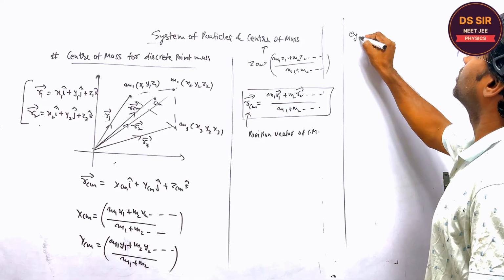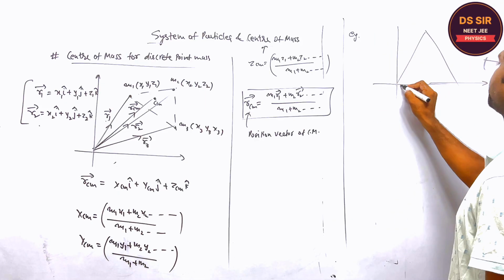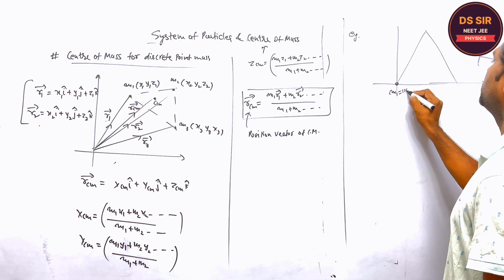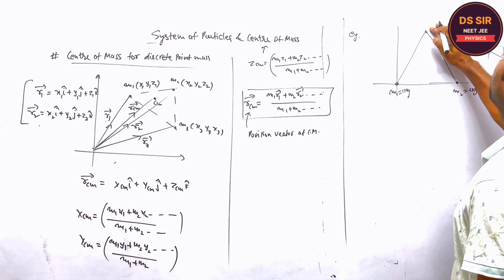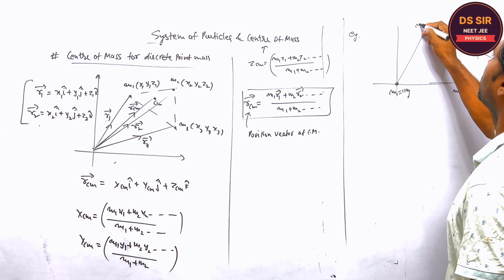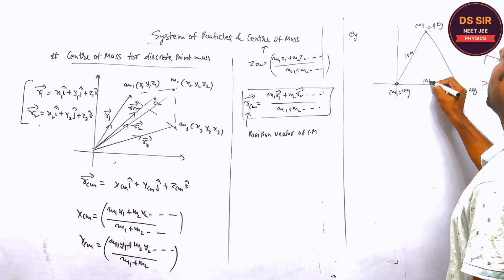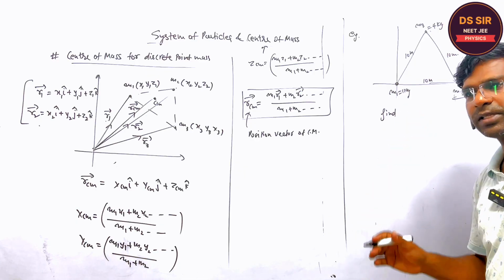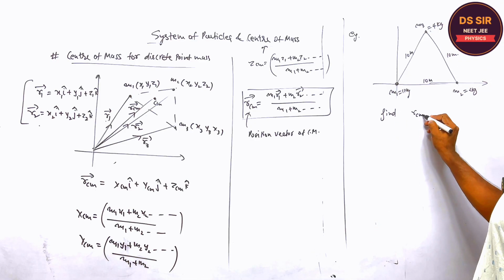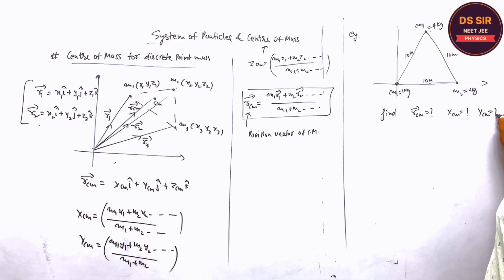I'm giving an illustration. For example, if we have an equilateral triangle, suppose here the mass is 1 kg, the mass here is 2 kg, and this mass is, suppose, 4 kg. This is M3. And the side of the equilateral triangle is, suppose, 10 meter. You have to find the position vector of the center of mass. You have to find the RCM, or you may find the XCM or the YCM, right? Anything you can find. Is it clear or not?